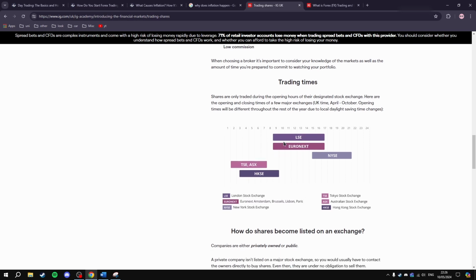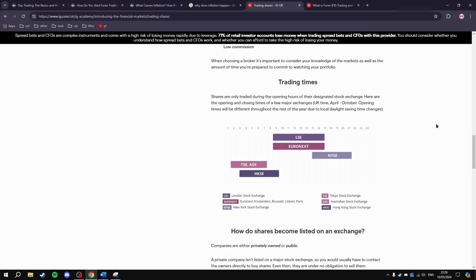So LSE, London Stock Exchange. I'm assuming that's... is that 9 o'clock or 8 o'clock? 8 o'clock's in here, so 9? So that line's 8, right? 8 till half 4, is that right? LSE, that's London Stock Exchange. Euronext, Amsterdam, Brussels, Lisbon, Paris. So they have the same time as the London Stock Exchange.